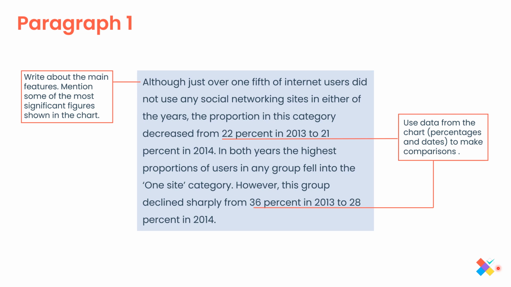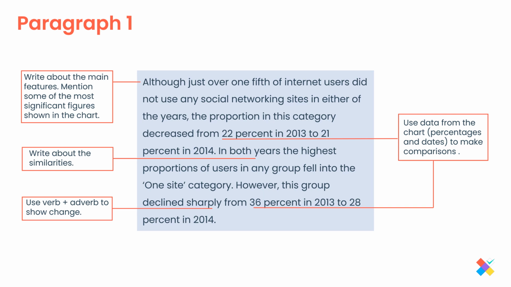And what I also like to show you is that there are also verbs plus adverbs. Declined sharply. Decreased instead of declined, so synonyms. So even though this is for band 5.5, the vocabulary is satisfactory. I really like it. It's clear, it's easy to understand. I can see contrast, I can see comparison. All right? And as I said, write about the similarities in both years. And the verb and adverb to show change.